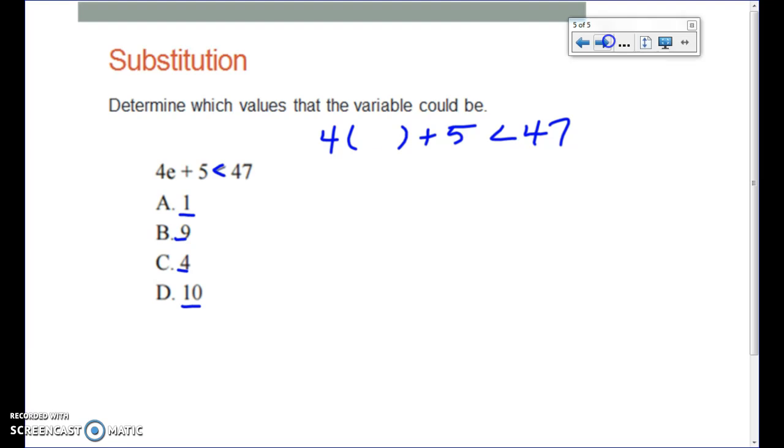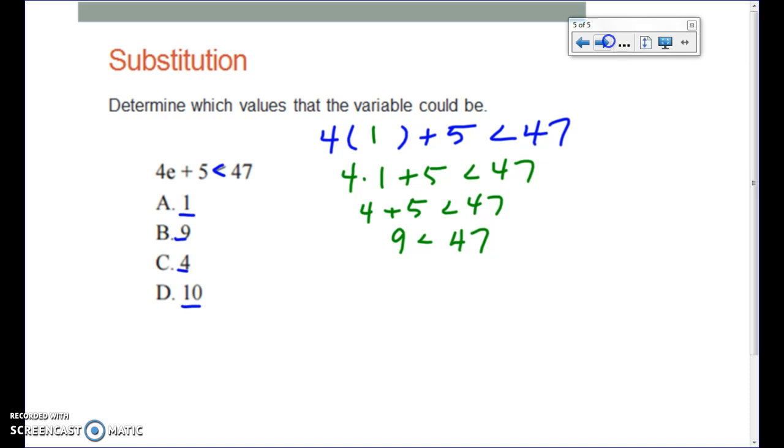So I'm going to try 1 first. And so I know 4 times 1 plus 5 should be less than 47. Is 4 plus 5 less than 47? Or is 9 less than 47? And again, I need to make sure I'm following order of operations. Is that less than 47? Yes, it is. So I know that choice A, if E was 1, that could be a solution.